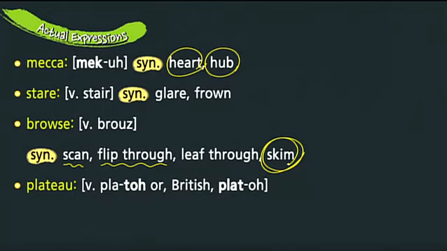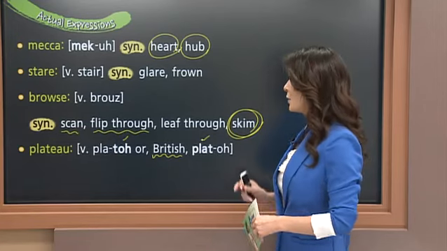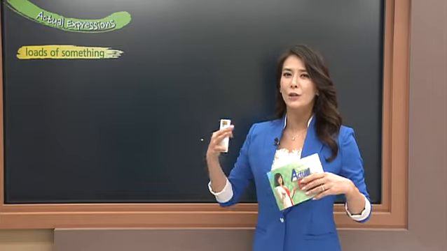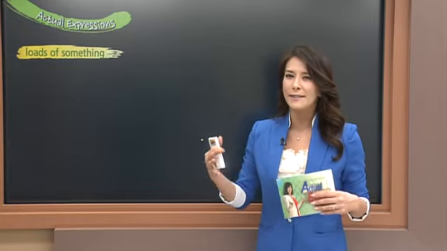What about plateau? In the verb form, it's plateau. Stress goes on the second syllable, or especially in British English, the stress goes on the first syllable, so do not get confused the next time you hear a different pronunciation. Okay, we have loads of something. Okay, loads of, which means a lot of something.